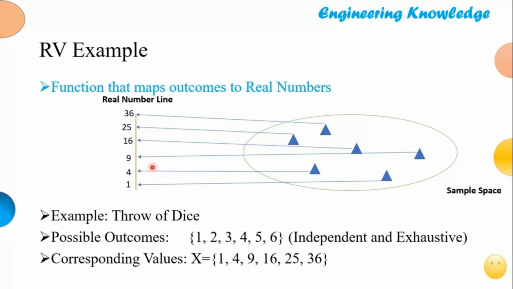So now the representation, how we represent random variables, is that firstly it is a function. It is a function that is mapping all the outcomes of a random experiment to the real number axis. So capital X is the function, it is the random variable, and the small x is the value that the random variable takes. So small x can be 1, 4, 9, 16, 25, and 36. These are the values that capital X takes. The capital X is the function that maps, and small x is the value that the random variable takes.